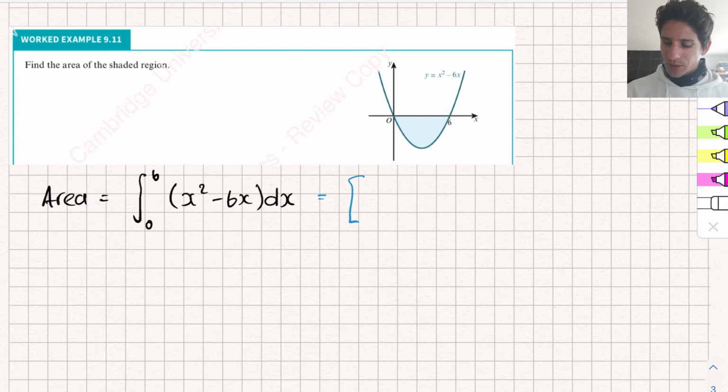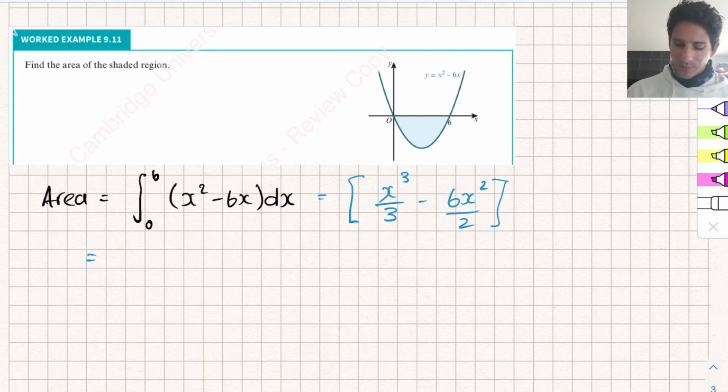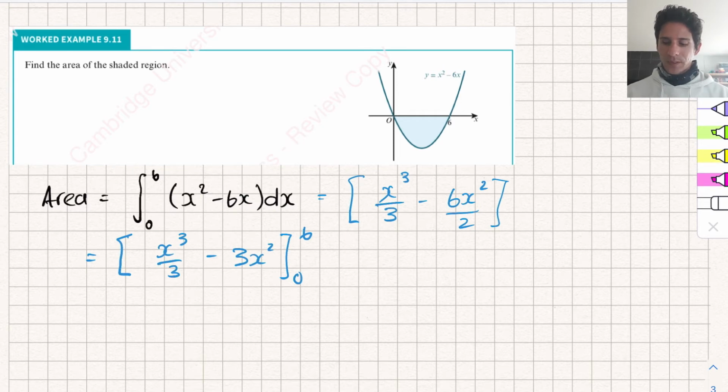So to anti-differentiate, I'm going to raise the power by 1 and divide by the new power. So I can just tidy this up a little bit. This is going to give me x cubed over 3 minus 3x squared, right? And I want this between 0 and 6. So let's punch the numbers in. I want to take f of 6 because that's my end, and I want to take away f of 0, that's my start.